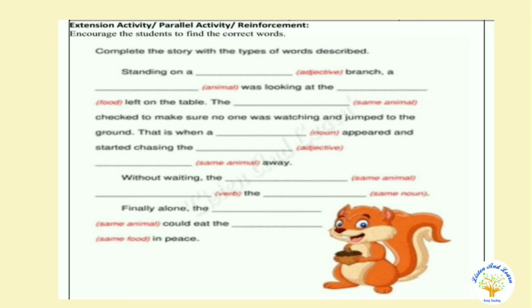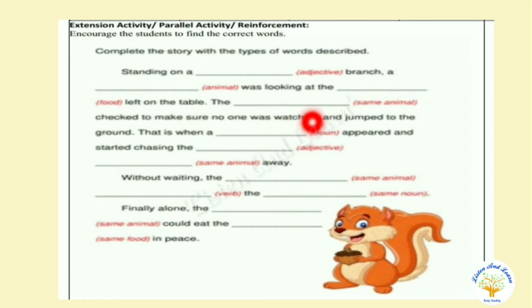You have already understood all the parts of speech, and now you can use them to complete the story as asked. See the picture of a squirrel. What does the squirrel do? It is standing on a branch. Use proper adjective for branch. A name of animal means the squirrel was looking at the name of food. It may be a peanut or walnut or bread, whatever the squirrel eats, left on the table.